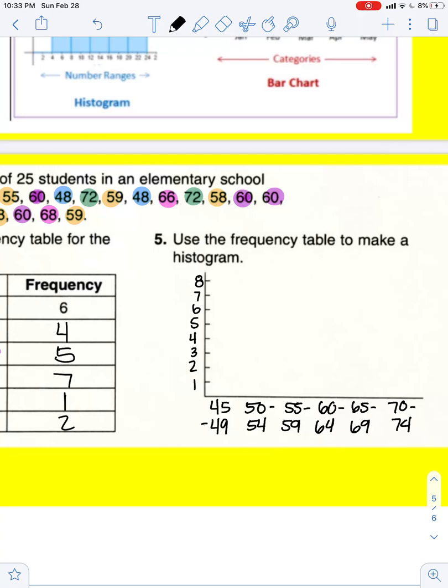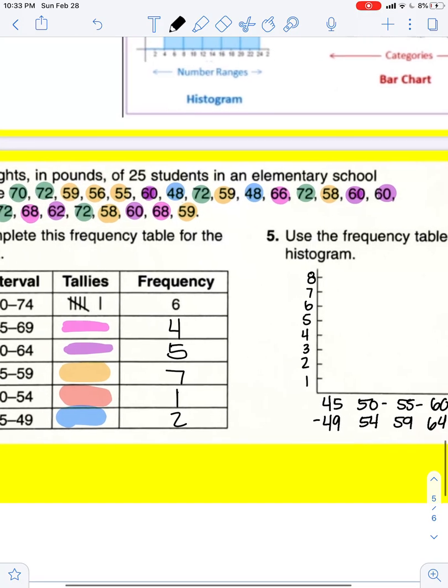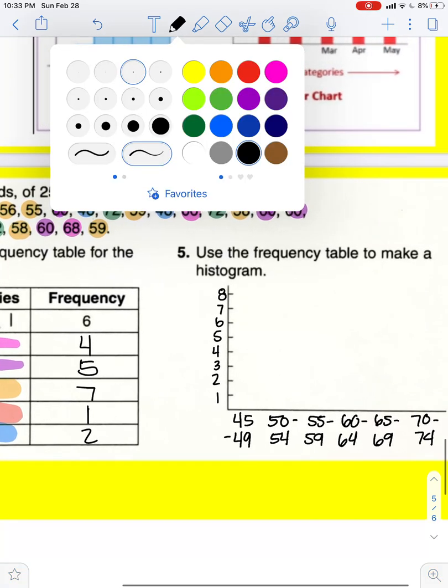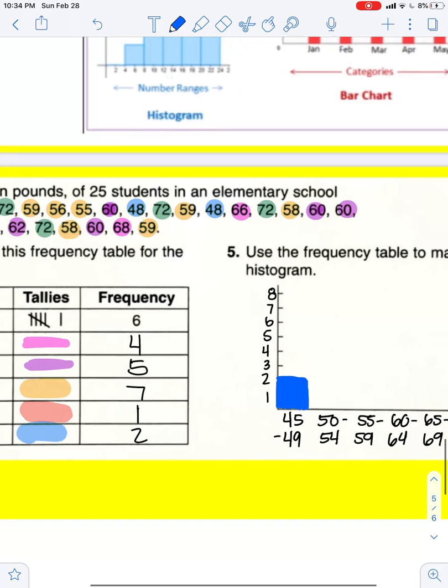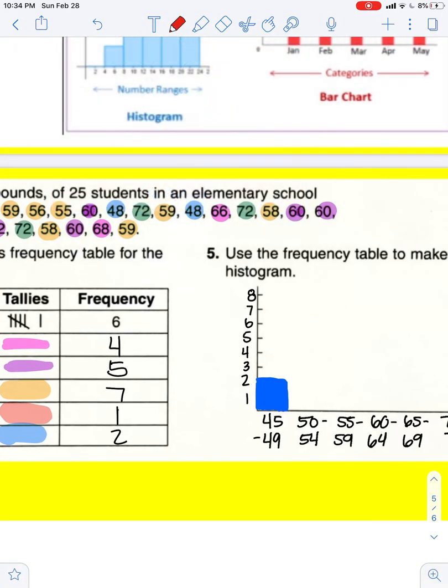So 45 through 49, I had, let's see, that's blue. Make this a little bigger. And I had 2, so I'm going to go ahead and draw that out to here. And histograms are always shaded in, just like bar graphs are. And then let's see. 50 through 54 is red, and that had 1, so we're going to go to 1.